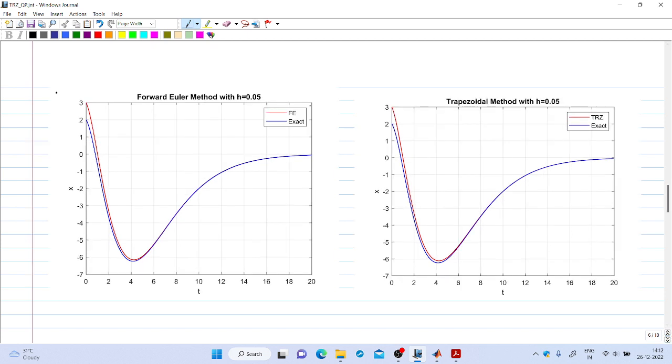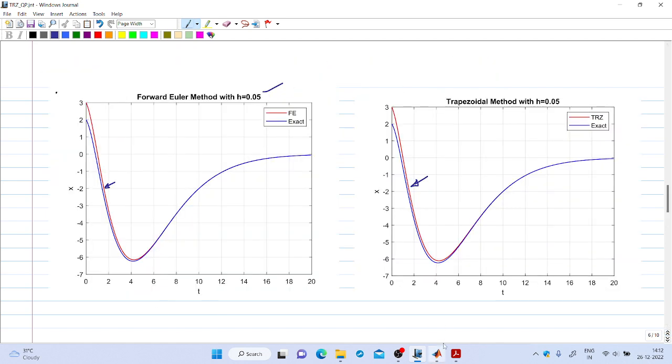Now for h is equal to 0.05, similarly we can get the solution. So in both the step sizes h equal to 0.01 and h equal to 0.05, both the forward Euler and trapezoidal method give a stable result.